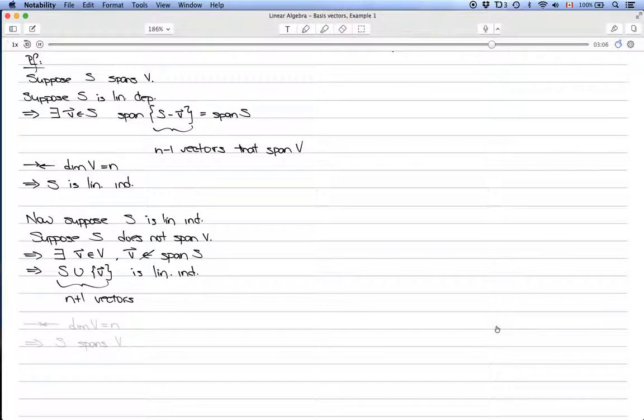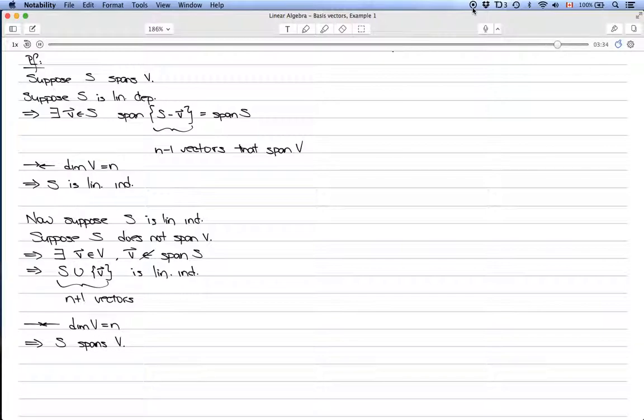in V. Well, this is again a contradiction since the dimension of V equals n, which means that we can have at most n vectors that are linearly independent in V. So we can conclude that if we know that the dimension of our vector space is n, and we're given a set of n vectors that we assume to be linearly independent, then necessarily S spans V.